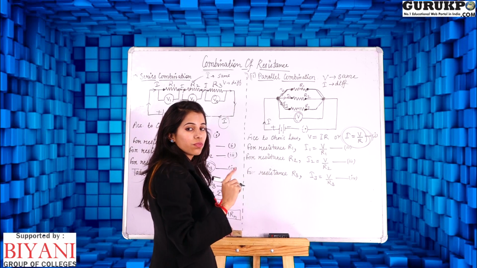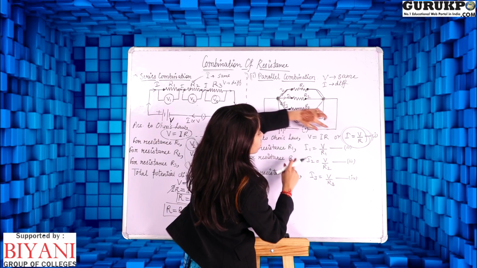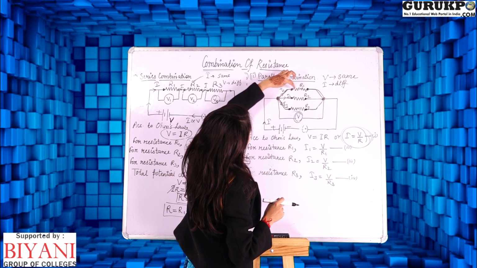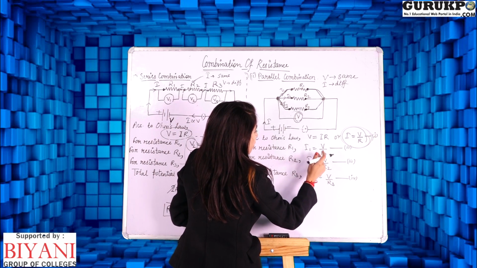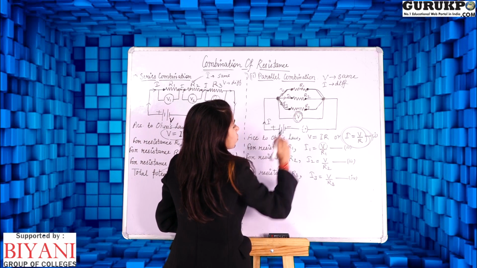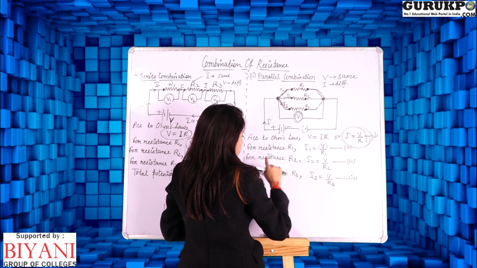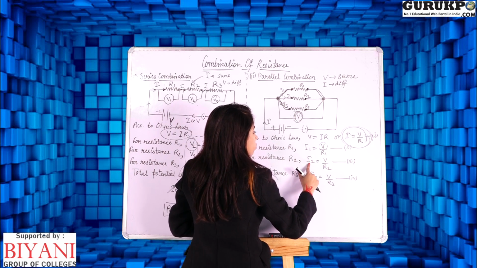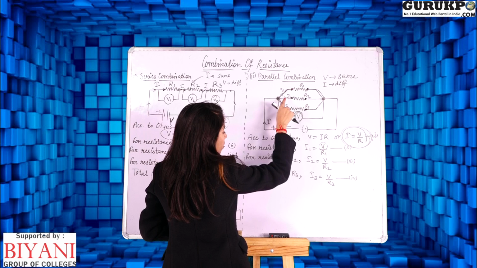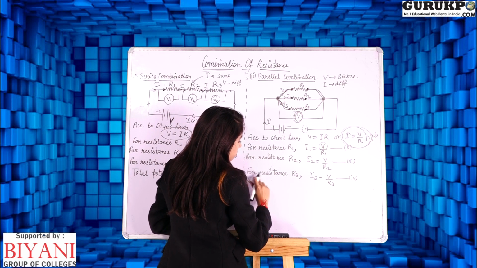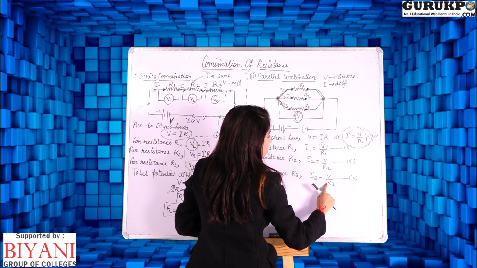Now let us consider the first case, that is for the resistance R1. Since in resistance R1 the current I1 is flowing, I1 is equal to V by R1, because V is same in all the 3 cases. So for resistance R1, I1 is equal to V by R1. For resistance R2, I2 is equal to V by R2, because in resistance R2, I2 current is flowing. Now for resistance R3, I3 current is flowing, so I3 will be equal to V by R3.